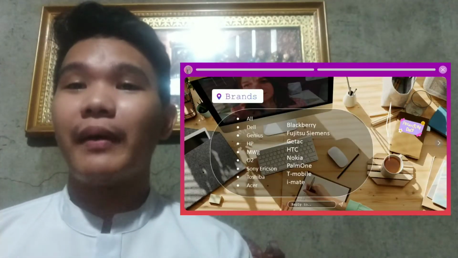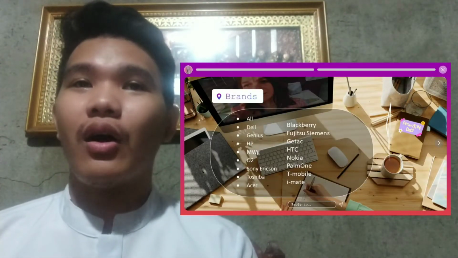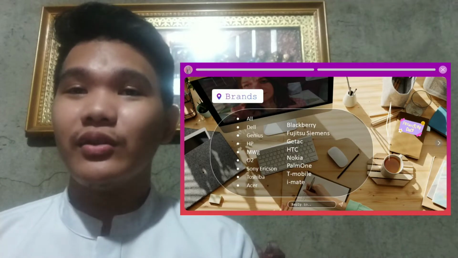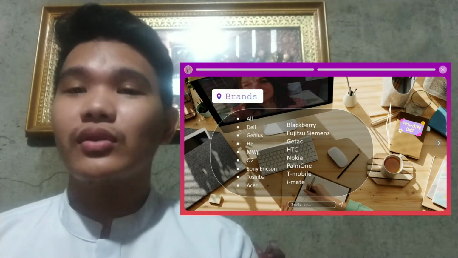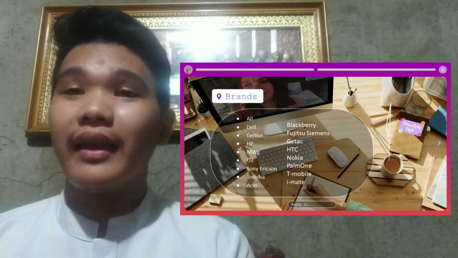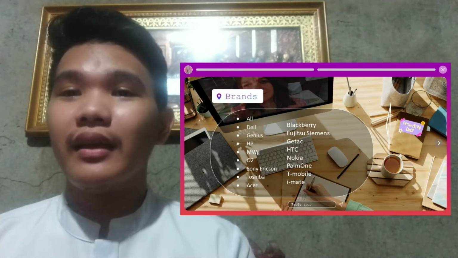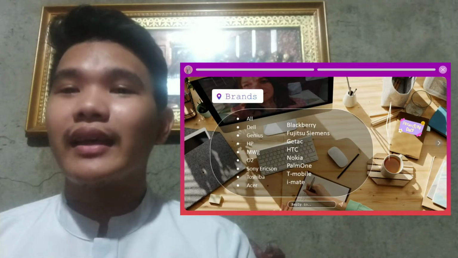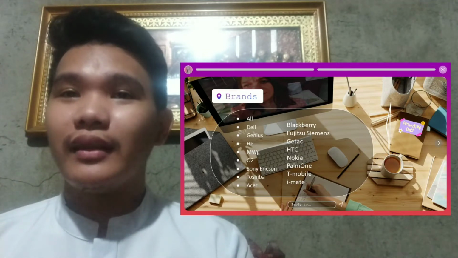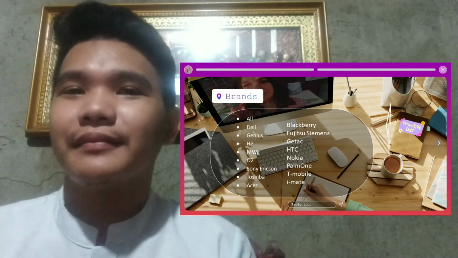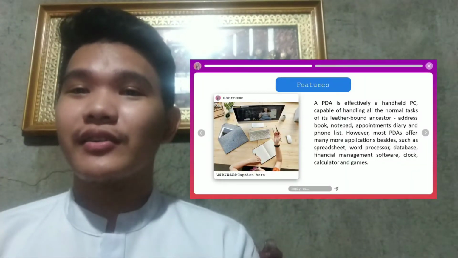So here are the common brands that sell PDA. Asus, Dell, Genius, HP, MWG, O2, Sony Ericsson, Toshiba, Acer, BlackBerry, Fujitsu Siemens, Getac, HTC, Nokia, Palm One, T-Mobile, and iMac.